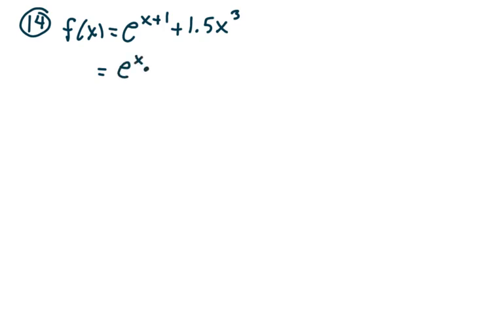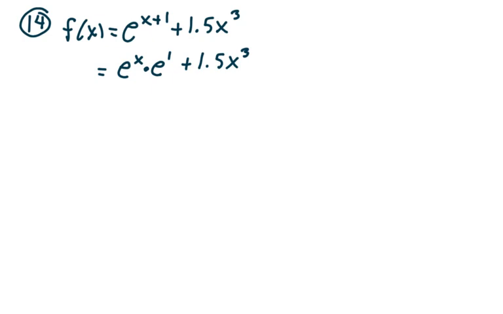Let's take a look at 14. On number 14, we have f of x equals e to the x plus 1 plus 1.5x cubed. Now, make sure you're convinced of this, right? I'm going to use properties of exponents to break up the first term. So this is e to the x times e to the first plus 1.5x cubed.